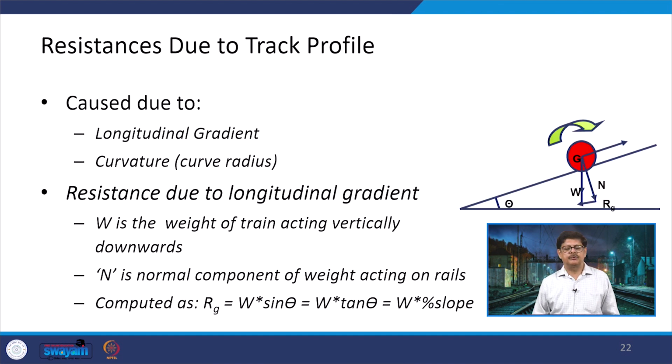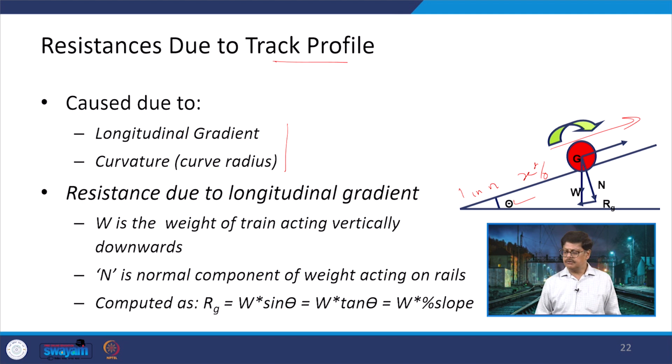Now, let us talk about another resistance, which is due to the track profile. In the case of track profile, we discussed that it can be because of the gradient, or it can be because of the curvature. Here you can see that the gradient is being set. This is an angle theta at which the gradient is; the train is moving in this direction towards the up, and this gradient can be defined either by this angle, as 1 in n, or as x%.